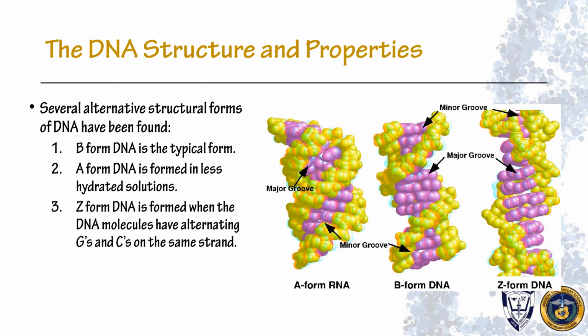So we have here the different structural forms of DNA. We have the B form, the typical form, which is a right-handed helical form. We also have the A form or A-DNA, the dehydrated form, which is still a right-handed helix. And lastly, we have the Z form or Z-DNA, which is formed when the DNA molecules have alternating G's and C's on the same strand.